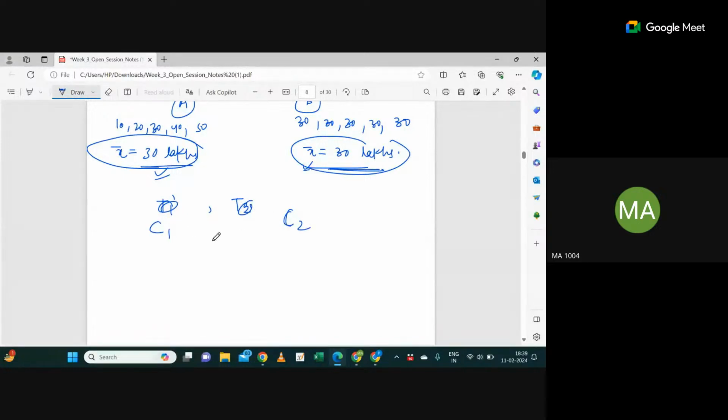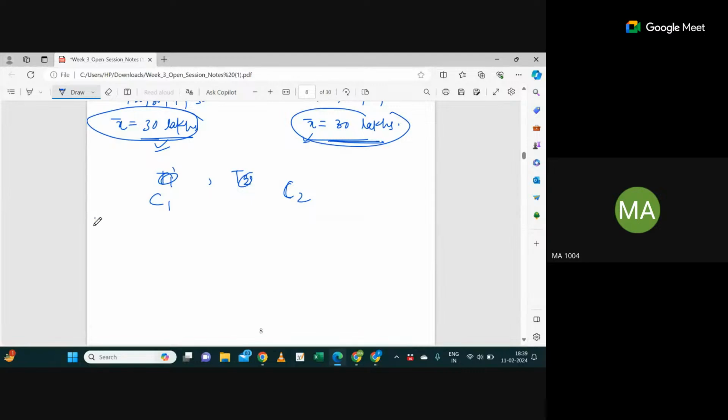Suppose in class 1 this is the marks of some 5 students, and in class 2 this is the marks of some 5 students. Yes or no? Now, which students will you prefer? Class 2. Why? All are getting the same marks, means there is consistency, right? There is less variability in the marks of class 2, right?